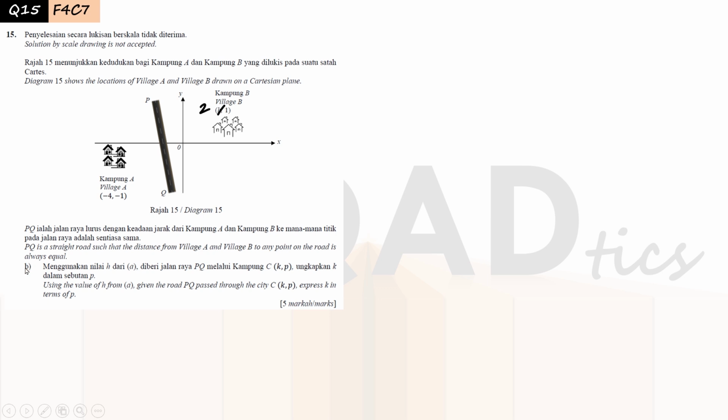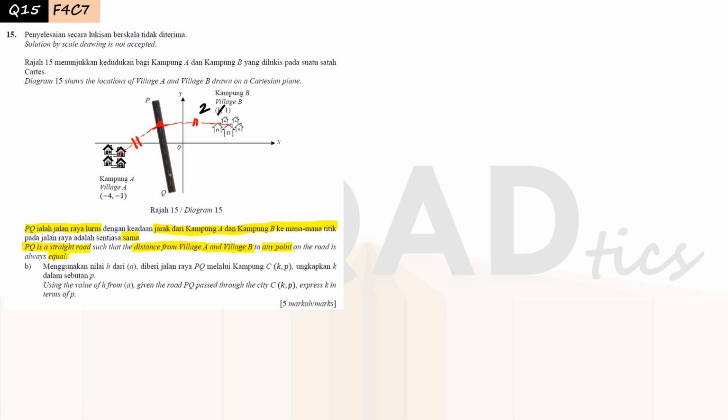So before we go into part B, I would like to explain this sentence first, right? So here it says that in any point of this road, right? So let's say I choose here, the distance of this red point to village A, okay, which is this one, and the distance of this red point to village B is the same, right? In any point of this road.